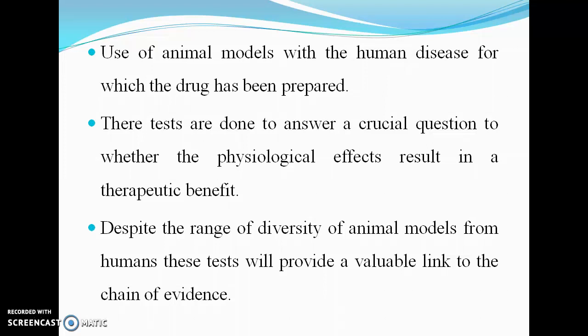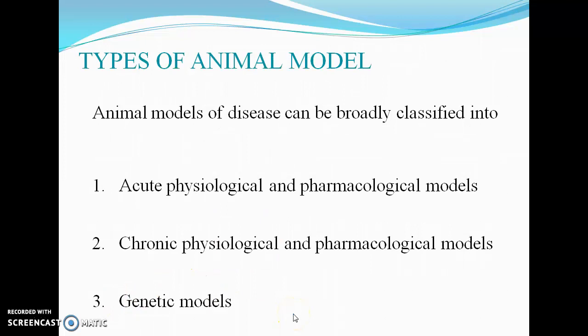The challenging factor is that there is a diversity of animal models differing from humans, and a lot of species differences we may come across, but a valuable link can still be generated. If you overcome such complications, the results drawn from the animal model can build a chain to the clinical studies, and the human dose can be identified by using the animal models. Now let us see the types of animal models used.